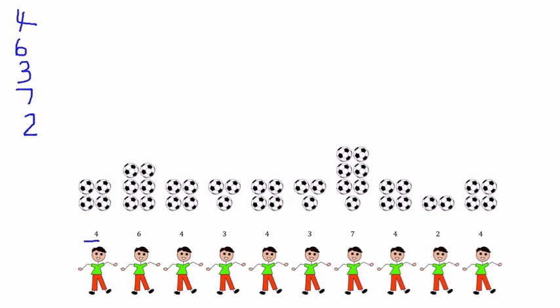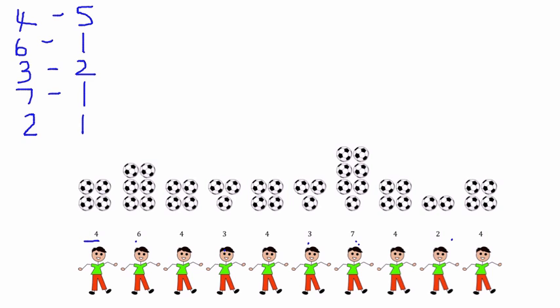There's 1, 2, 3, 4, 5 fours. There is 1 6. There are 2 3s. There is 1 7, and there is 1 2. So 3 and 2 is 5, and 5 is 10.